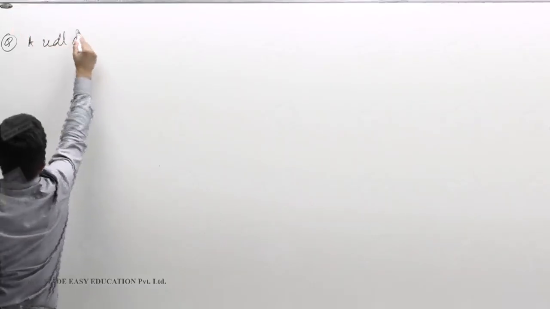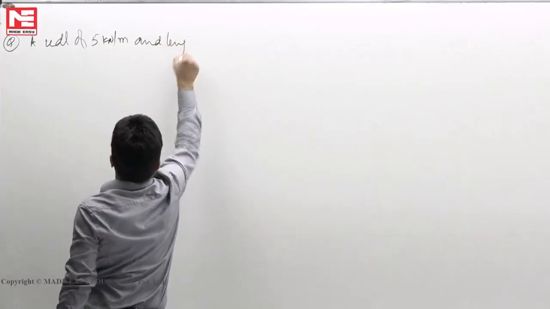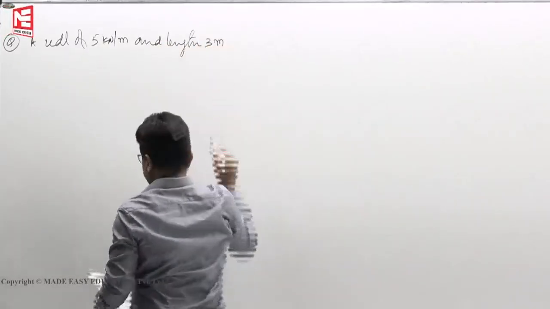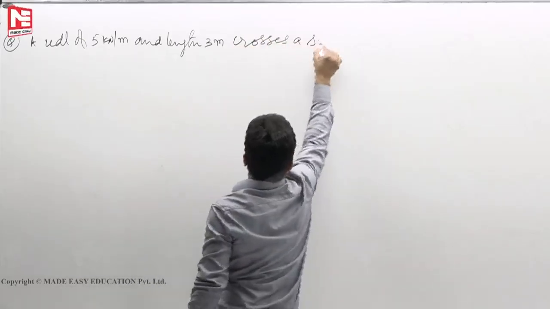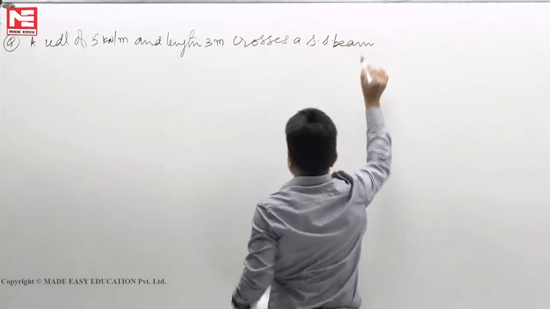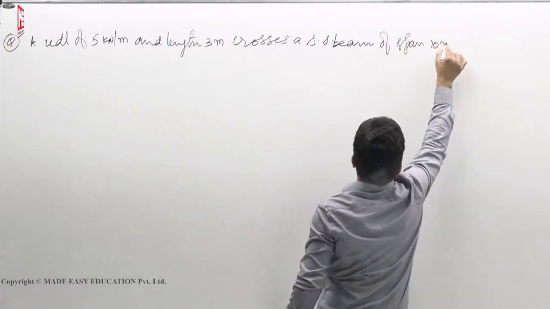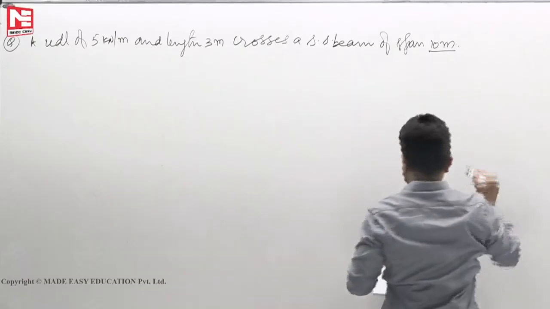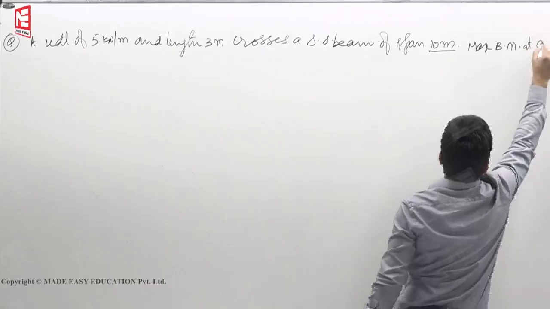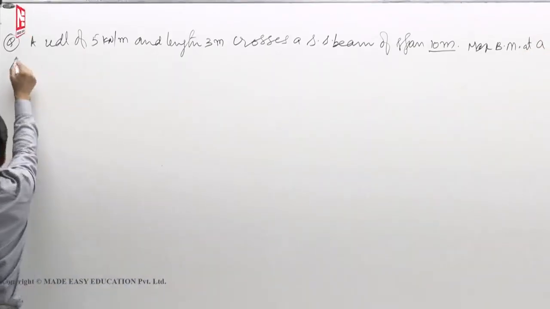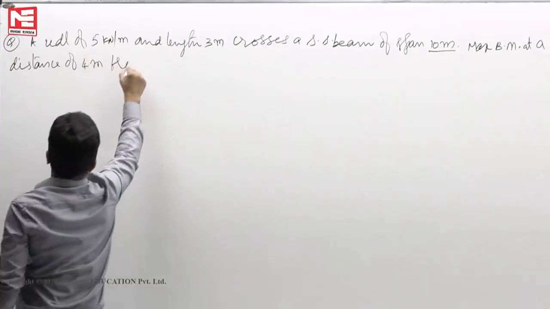Let us see a question. A UDL of 5 kilonewtons per meter and length 3 meters crosses a simply supported beam of span 10 meters. Maximum bending moment at a distance of 4 meters from left support.